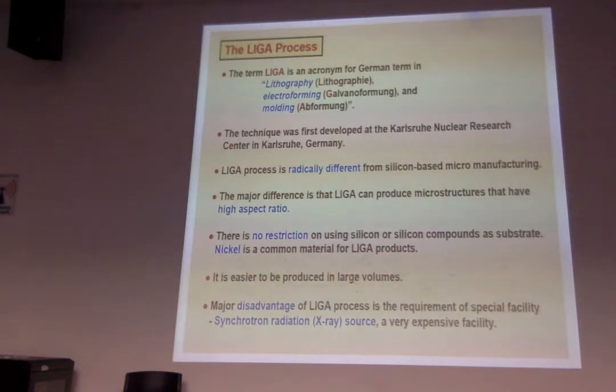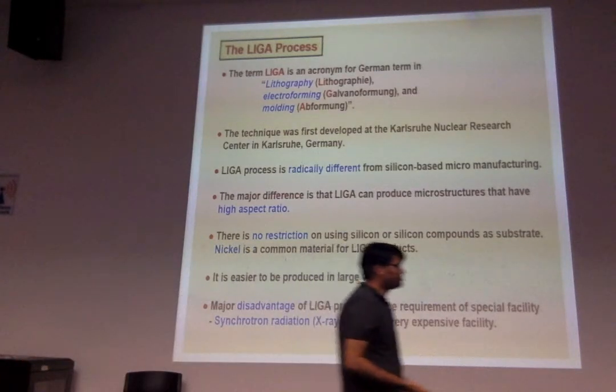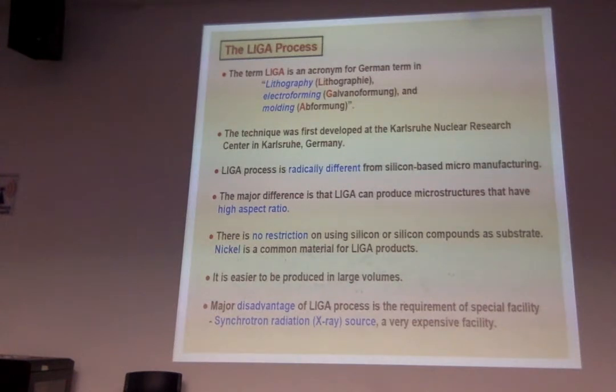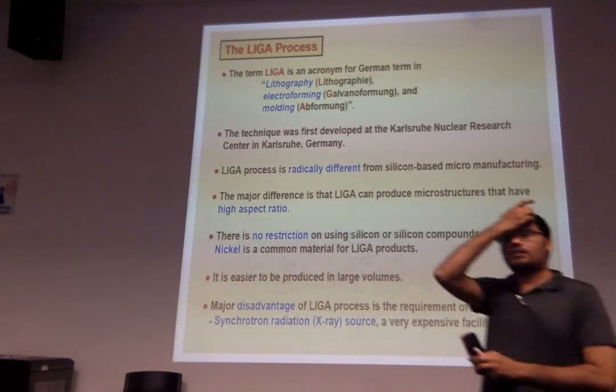So the LIGA process is mainly used to make high aspect ratio structures. When I say high aspect ratio, it means the third dimension is very large compared to the other two dimensions. The main idea is to make metallic structures, three-dimensional metallic structures.